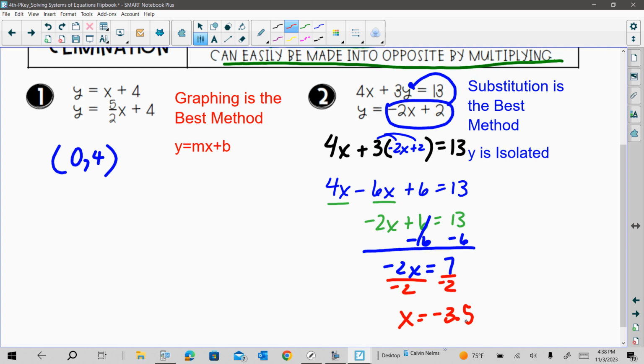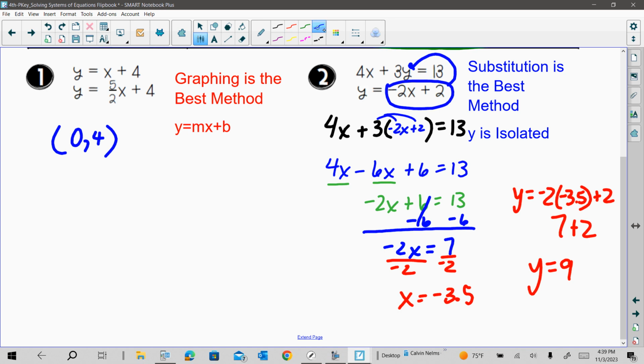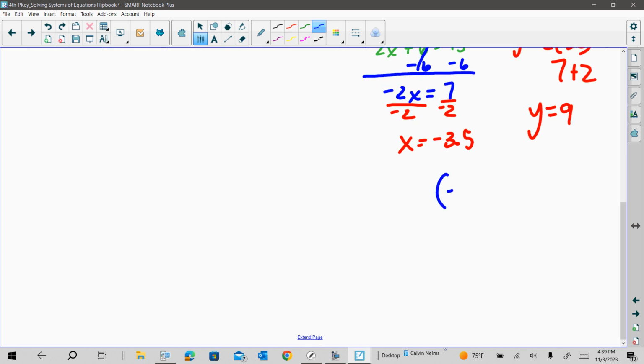Now that I have that value, I'm going to plug it back into the circle. To get my y, I'm doing negative 2 times the negative 3.5 plus 2. Negative 2 times negative 3.5 turns into positive 7, plus 2, which means our y is 9. So our solution is the ordered pair (-3.5, 9).